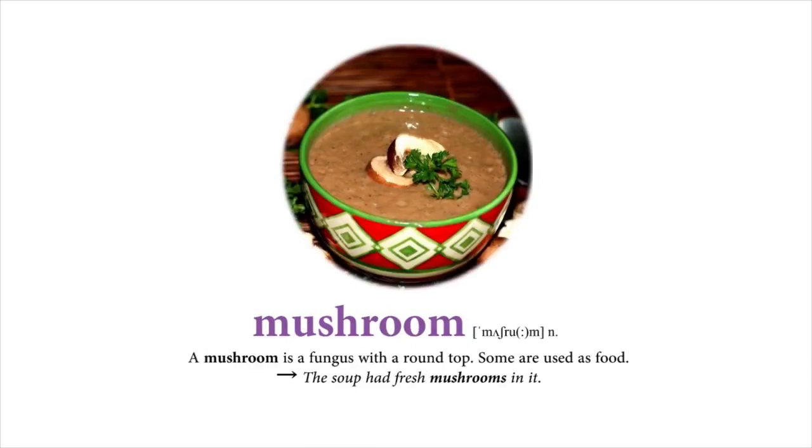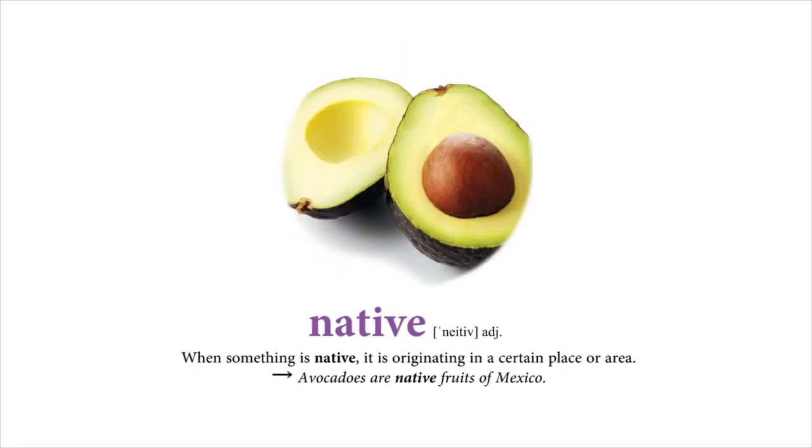Mushroom. A mushroom is a fungus with a round top. Some are used as food. The soup had fresh mushrooms in it. Native. When something is native, it is originating in a certain place or area. Avocados are native fruits of Mexico.